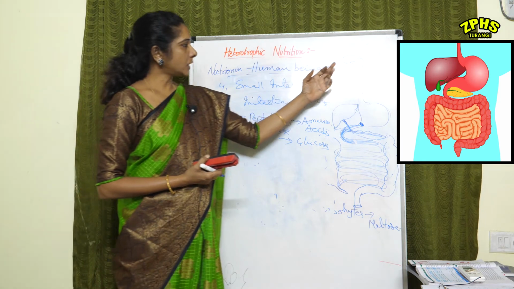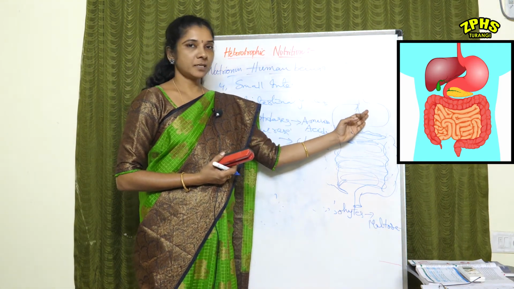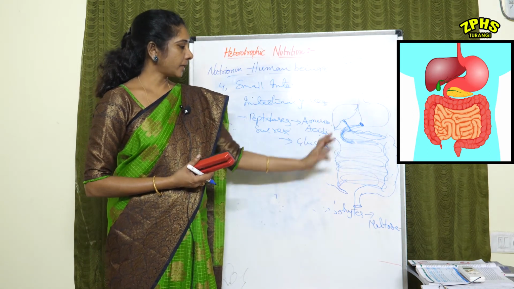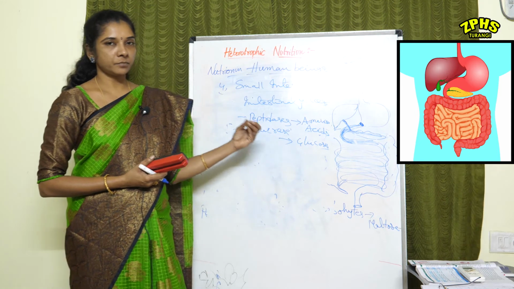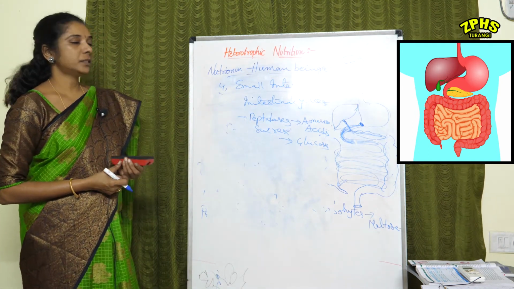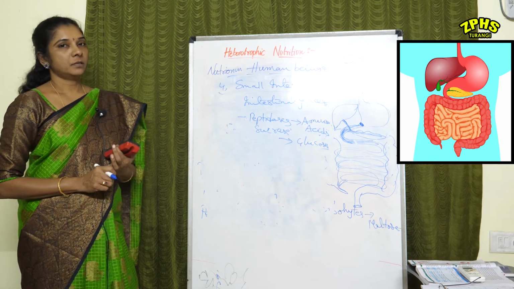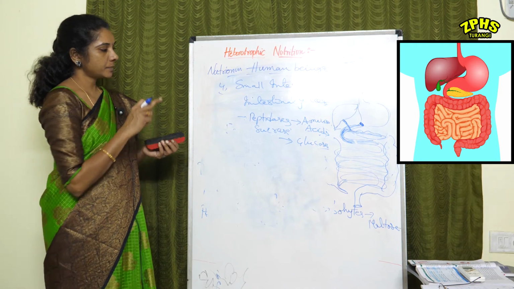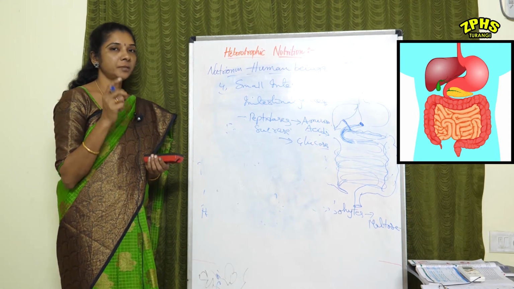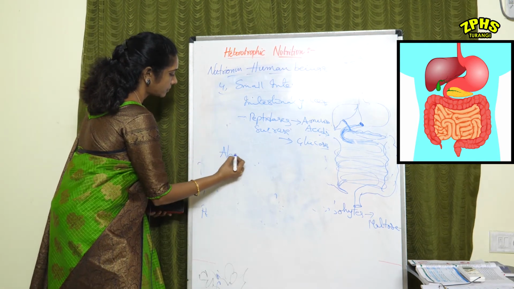In the mouth the carbohydrates are digested, in the stomach some proteins and carbohydrates, and in the duodenum also some proteins and carbohydrates. In the intestine the complete food molecules are digested. Now the second thing is absorption. The complete digestion takes place in the intestine. Now the food has to enter the blood. That is called absorption.